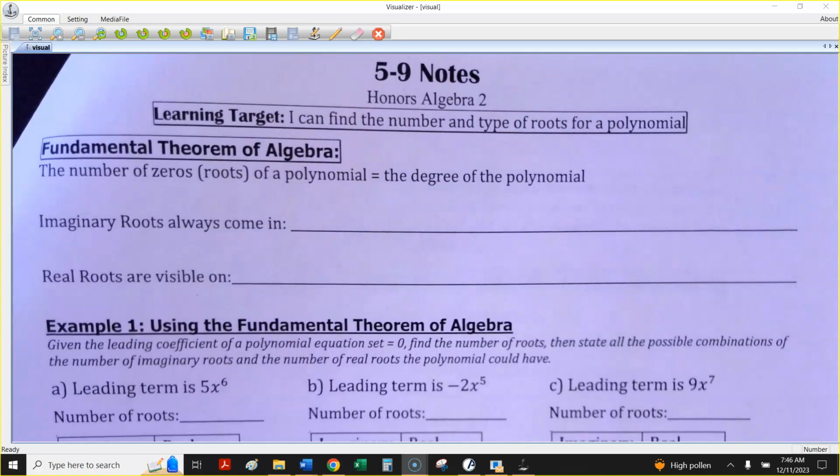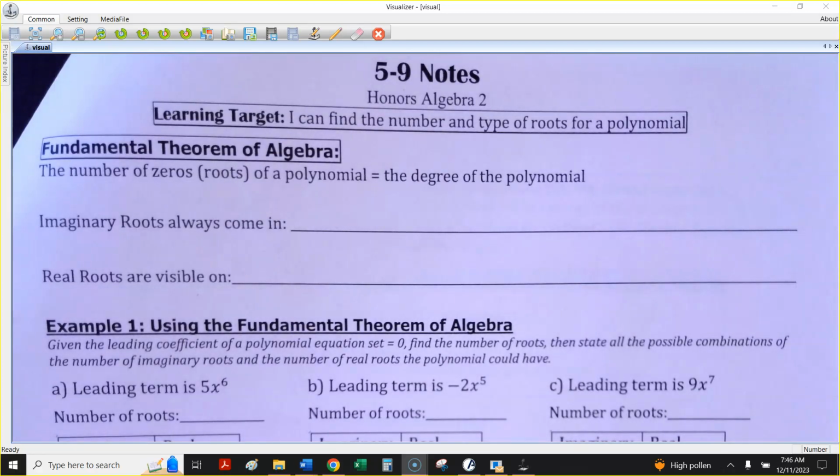It says the fundamental theorem of algebra, and honestly, we've been hammering this the whole time that we've been working on solving these polynomial equations. But the fundamental theorem of algebra just tells you the number of zeros is the degree of the polynomial. So if I give you x cubed whatever, you can immediately tell me it's got 3 zeros. Or if I give you x squared, you immediately tell me it's got two zeros. That's the fundamental theorem of algebra.